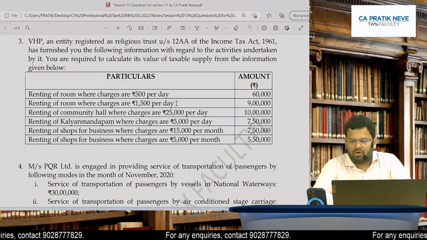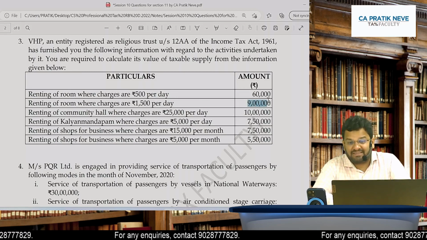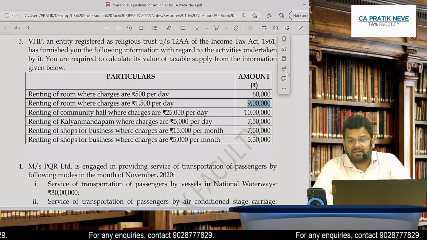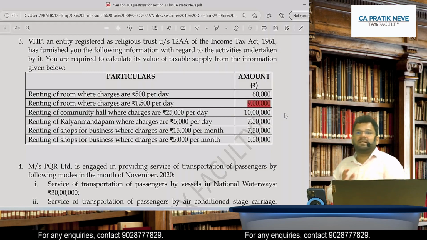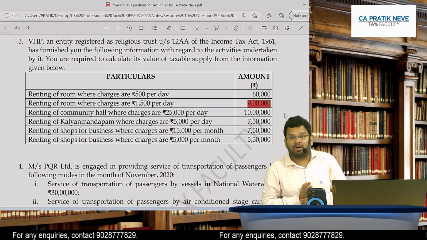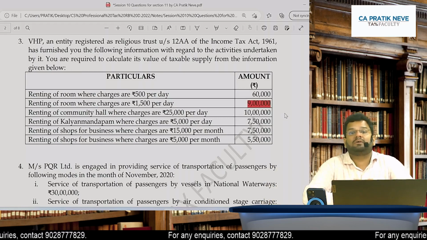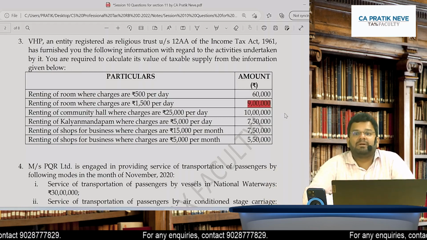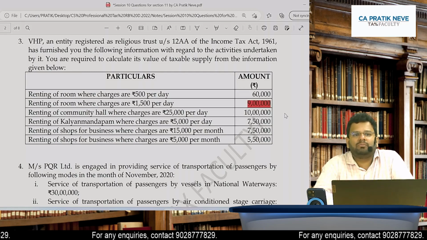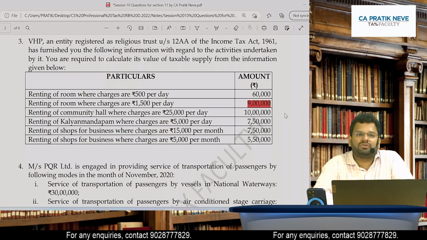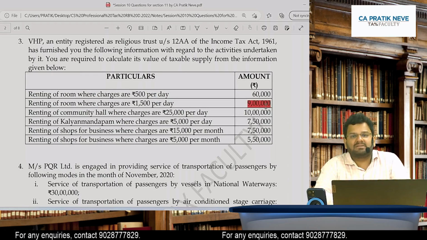Renting of rooms where charges are 1500 per day. So this, mind you friends, entire amount becomes taxable. Why does the entire amount become taxable? Because 1000 rupees which we are talking about is not an exemption limit, but a threshold limit. When the rent of the room is more than or equal to 1000, then it becomes taxable. So the entire 9 lakh is taxable.